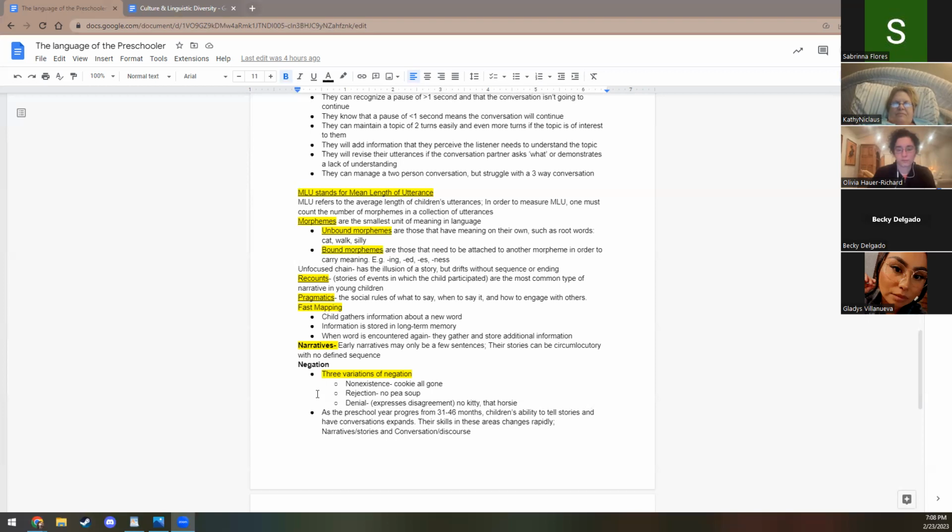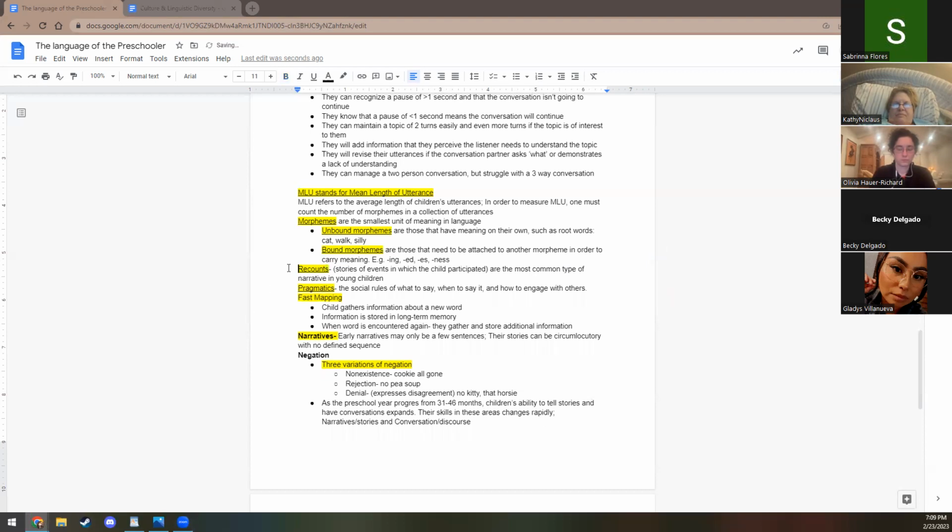And then bound is when it needs to be attached to another morpheme in order to carry meaning. So this is prefixes and suffixes, and I put the example on here, ing. If you put walking, it means you walk in the present. And then walked meaning you did walk in the past, and then es is like plural, and then ness.